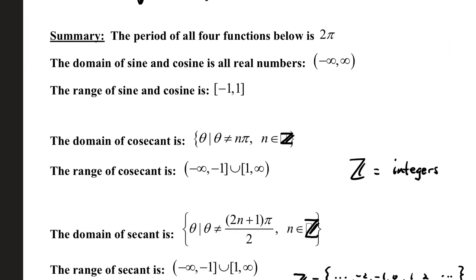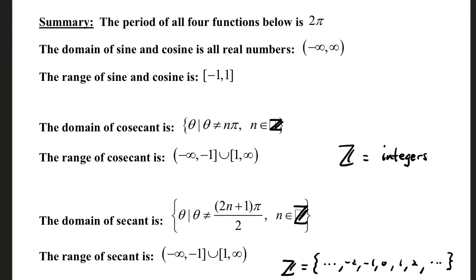Here's a little summary. The period of all 4 functions below, which are sine, cosine, secant, and cosecant, is 2 pi. The domain for sine and cosine is all real numbers, so any angle you can take the sine or cosine of. The range of sine and cosine is -1 to +1 inclusive. If you press sine or cosine of any angle, your answers have to be in here.